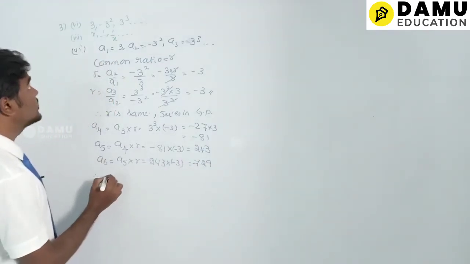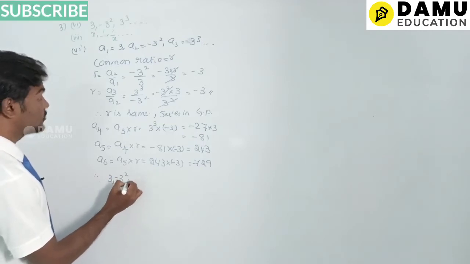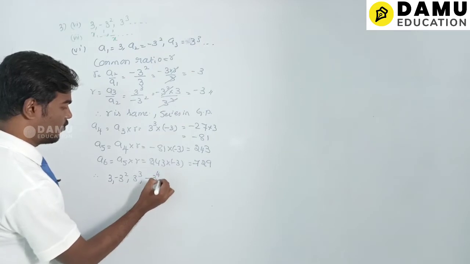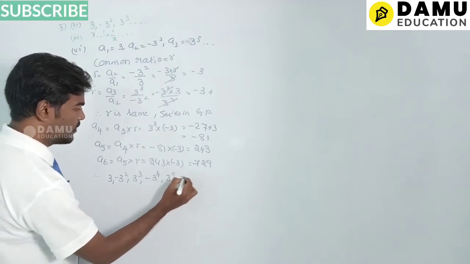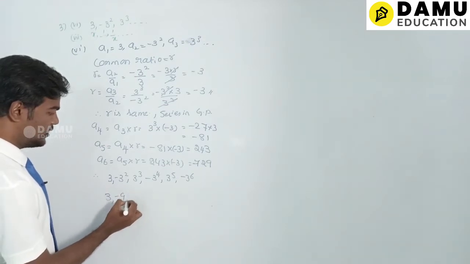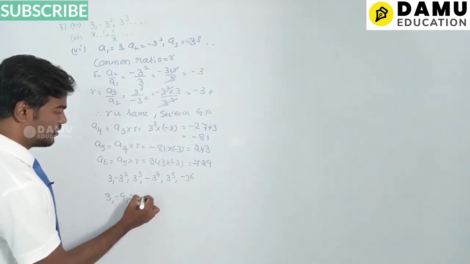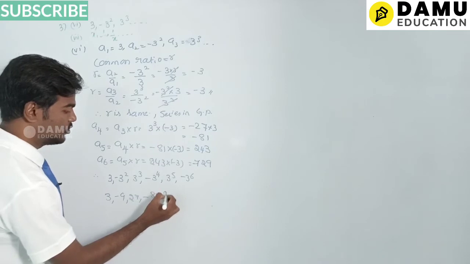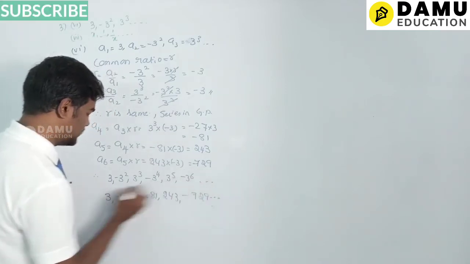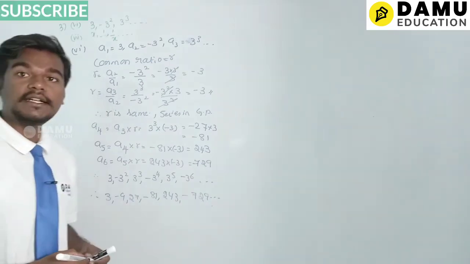So therefore the series will be 3 minus 3 square, 3 cube minus 3 power 4, 3 power 5 minus 3 power 6. Therefore 3 minus 9 plus 27 minus 81 plus 243 minus 729 and so on. So these are the terms.